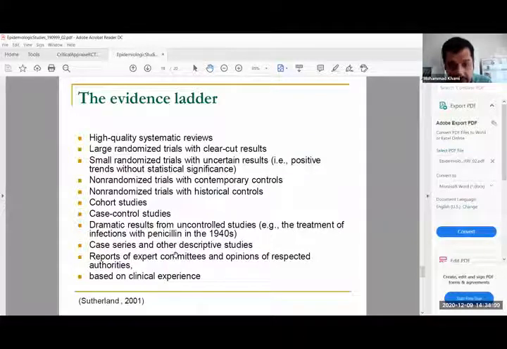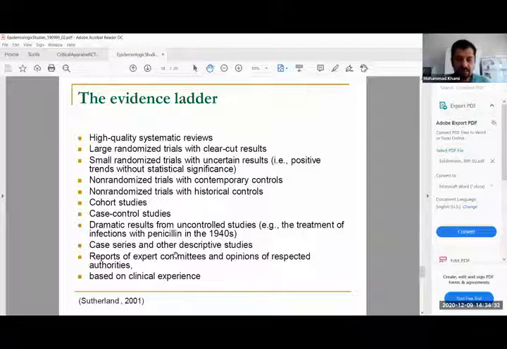Contemporarily. And then we have non-randomized trials with historical controls, not at the same time. So the control group is not investigated at the same time as the intervention group. These are historical controls. Then we'll come to cohort studies, then case control studies, then dramatic results from uncontrolled studies. An example is the treatment of infection with penicillin in the 1940s.